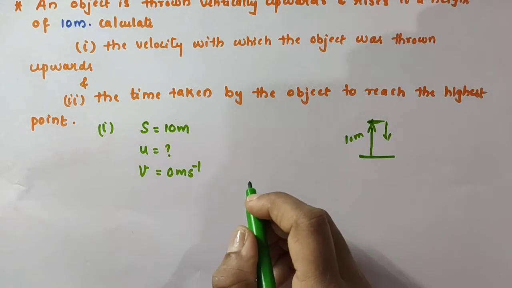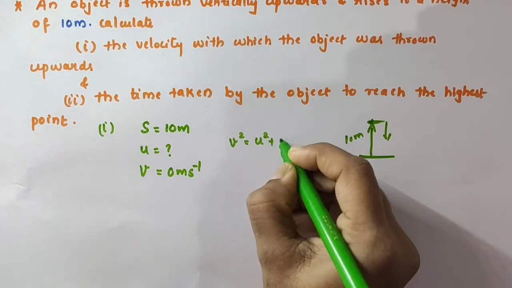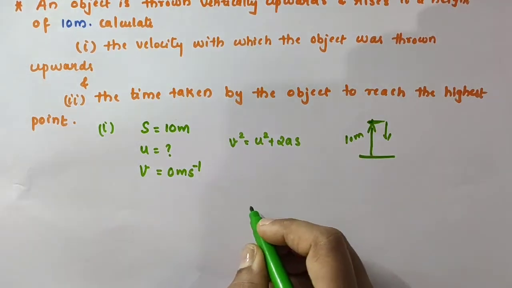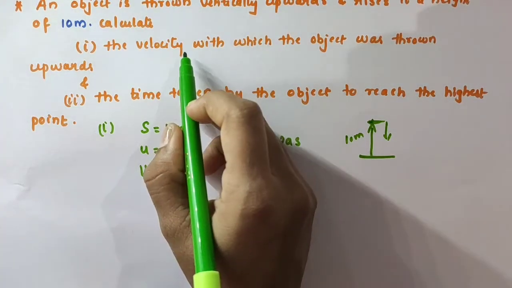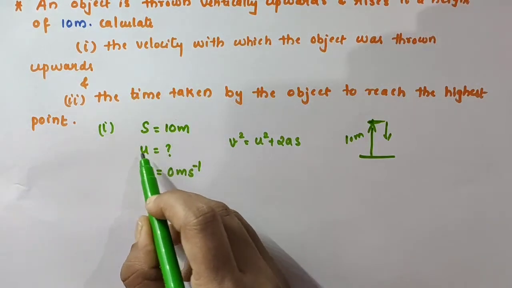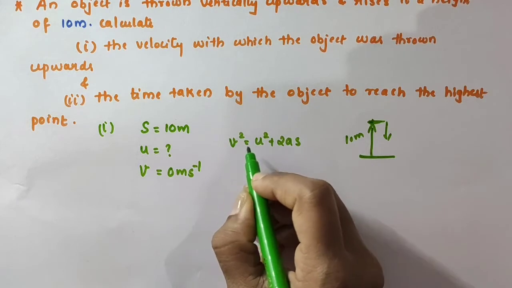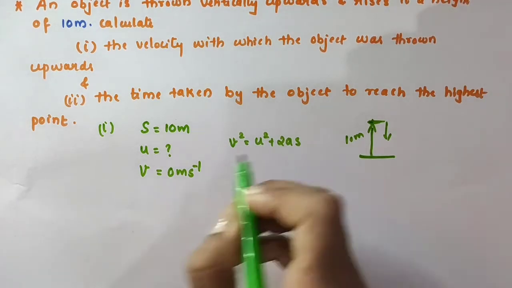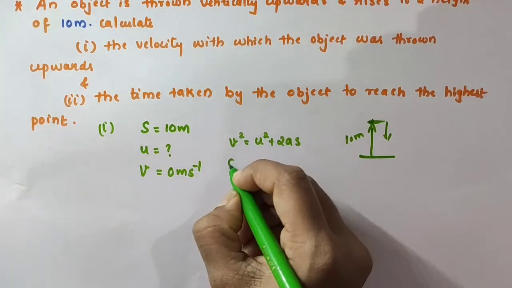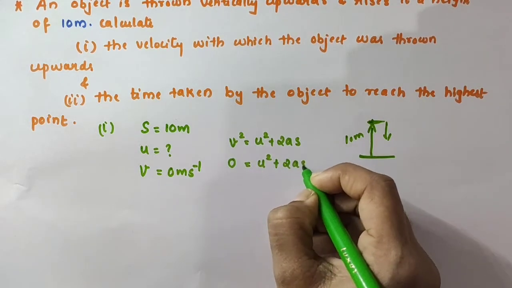So I am considering this equation, v square is equal to u square plus 2as. First of all, we want to calculate the velocity with which the object was thrown upwards, that is, the initial velocity u. For that, I am considering v square is equal to u square plus 2as. V is equal to 0, so this equation becomes 0 is equal to u square plus 2as.